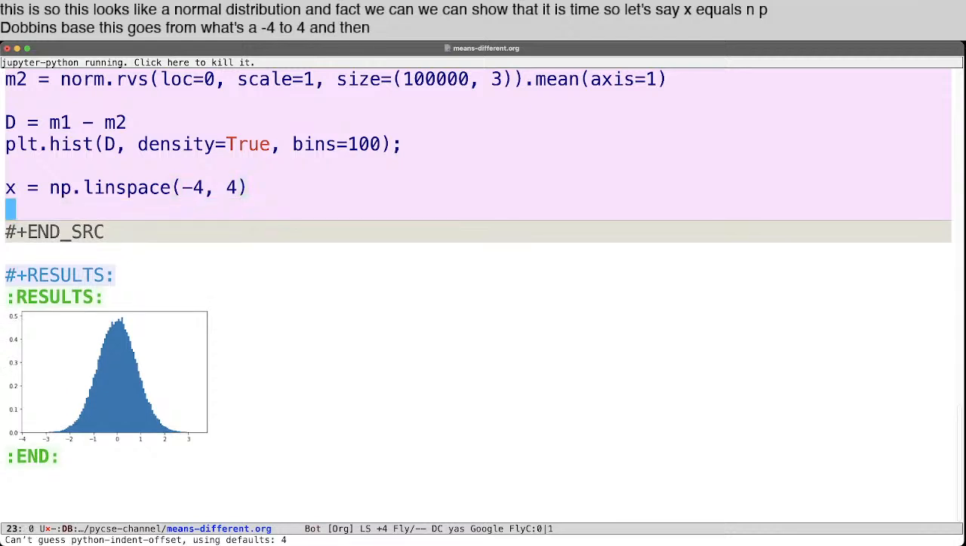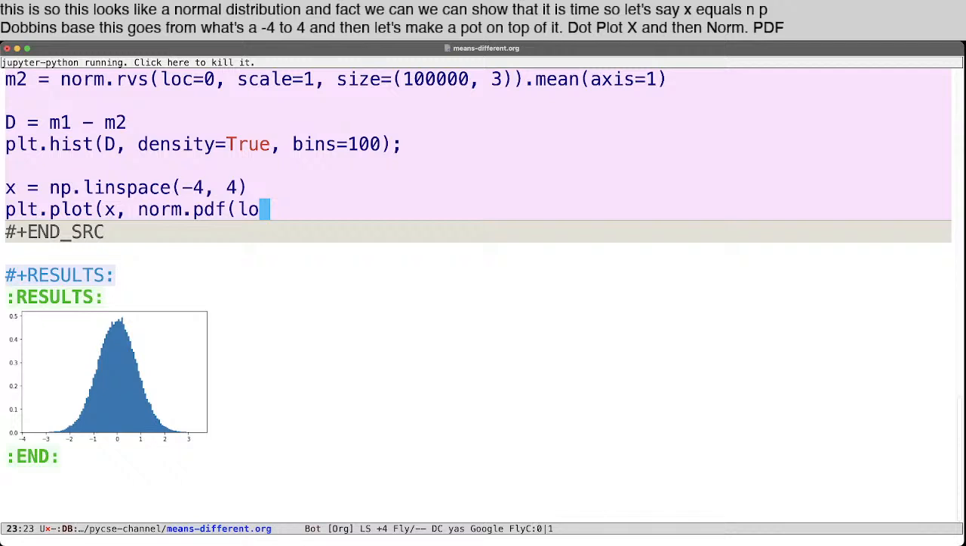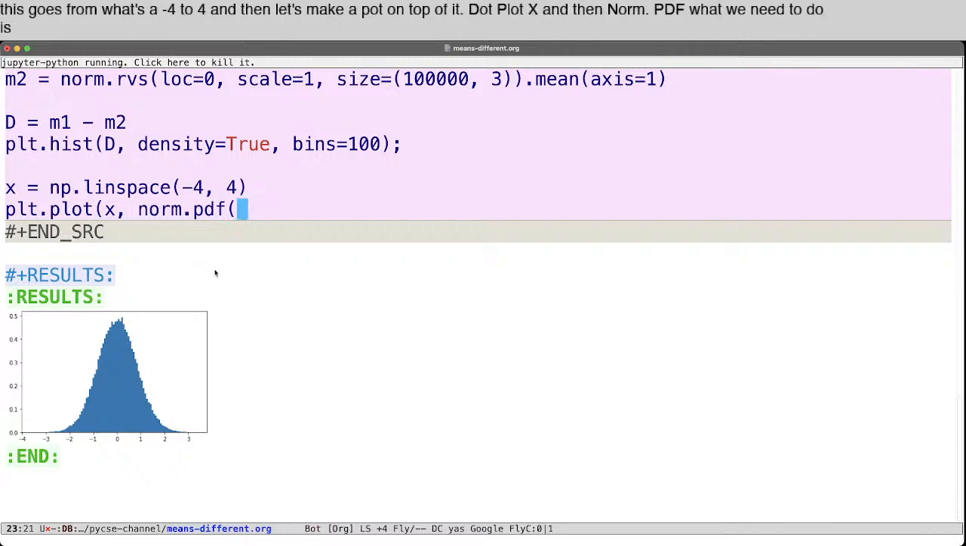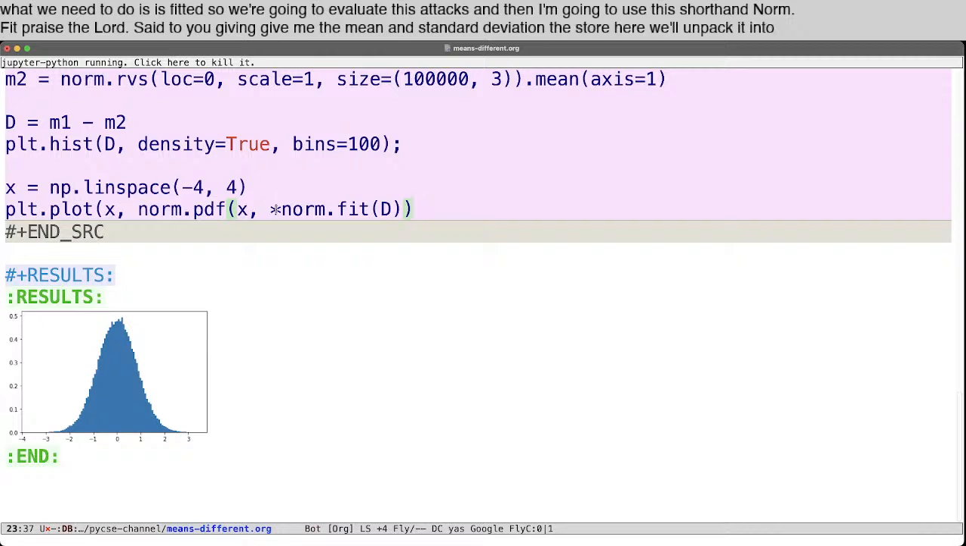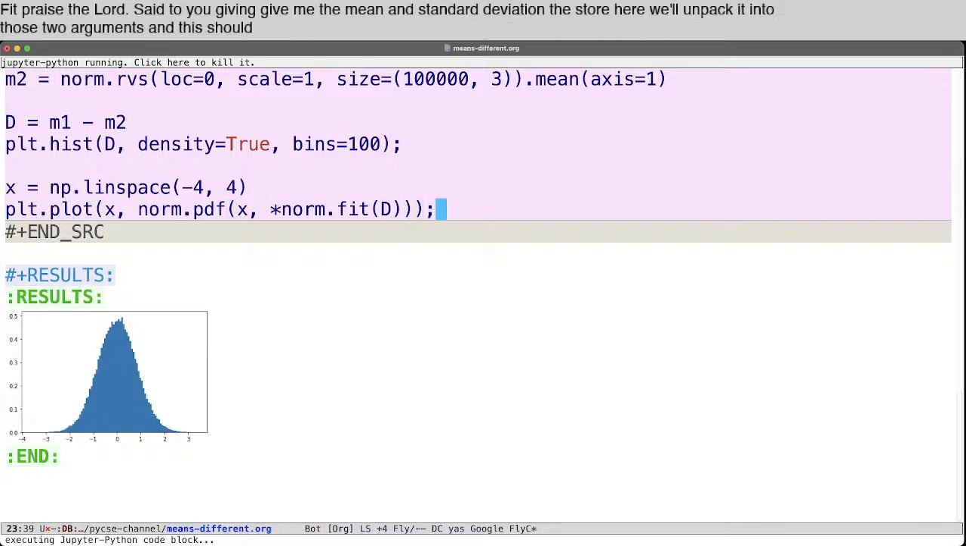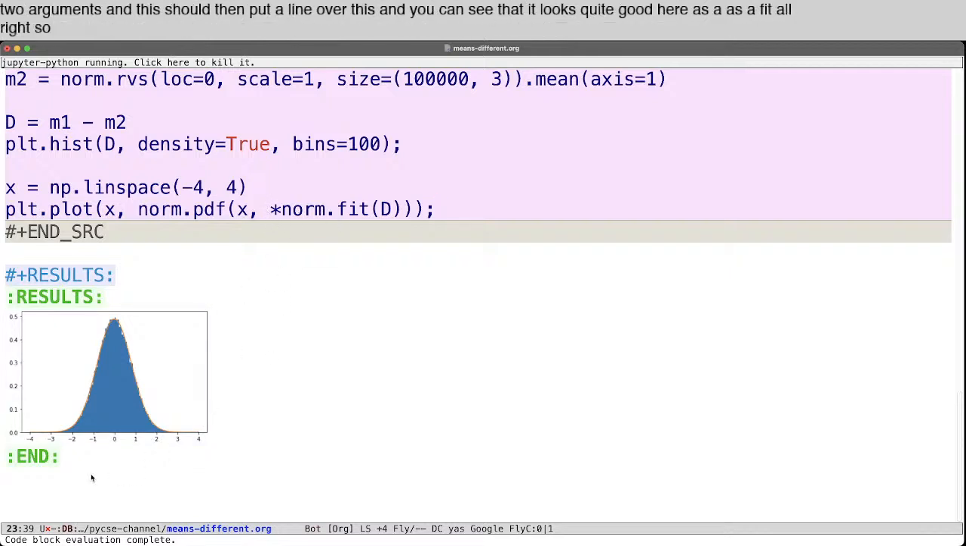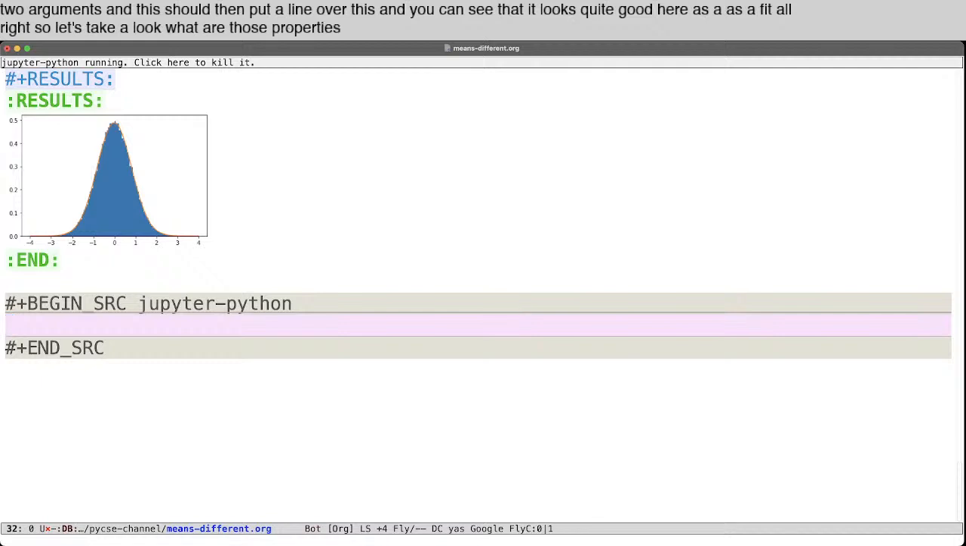And then let's make a plot on top of it, plt.plot x, and then norm.pdf. What we need to do is fit it, so we're going to evaluate this at x, and then I'm going to use this shorthand, norm.fit(d). Norm.fit(d) will give me the mean and the standard deviation. The star here will unpack it into those 2 arguments, and this should then put a line over this, and you can see that it looks quite good as a fit. All right, so let's take a look. What are the properties of d?